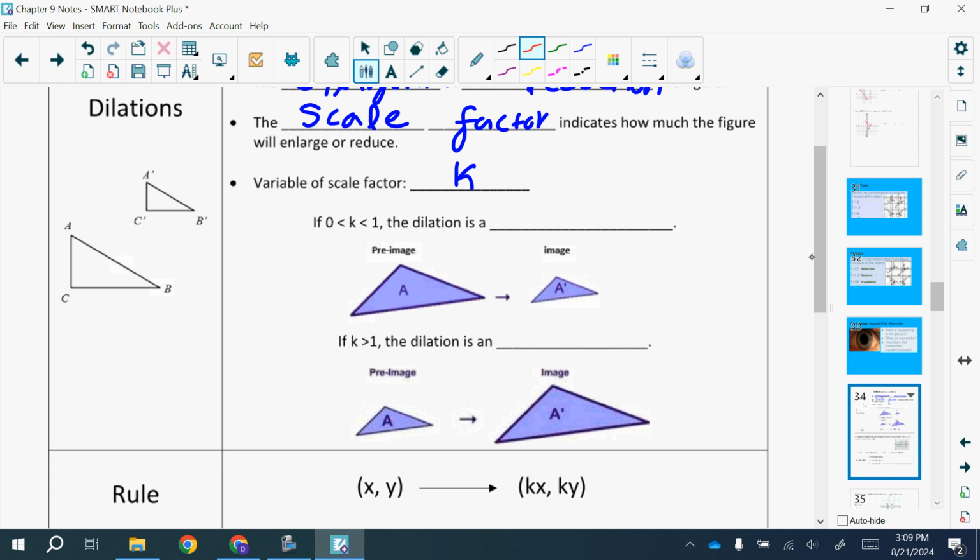the dilation is a reduction. So you start off with a bigger shape and go to a smaller shape. Big to small is reduction. On the other hand, if K is larger than 1, then the dilation is an enlargement. So you go from a smaller shape to a bigger shape.